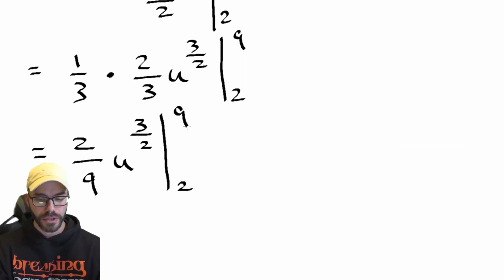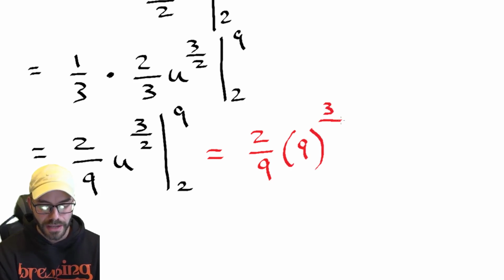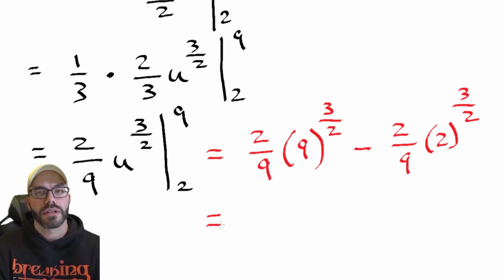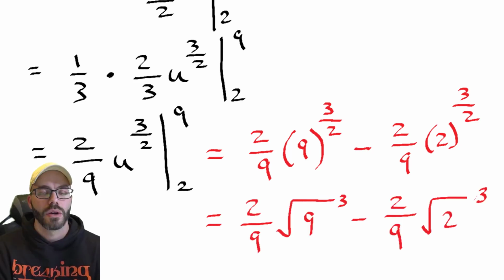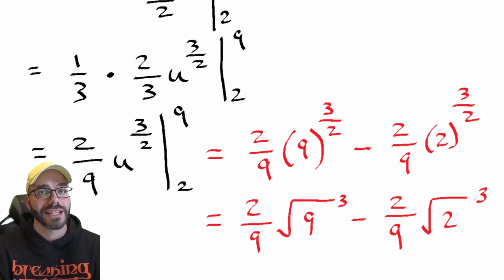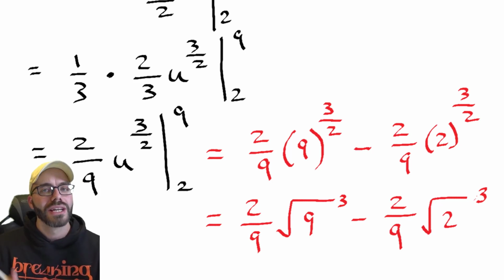Now, using the fundamental theorem of calculus, we're going to take 9 and plug it in. So I have 2/9 times 9 to the 3/2 power minus 2/9 times 2 to the 3/2 power. 9 to the 3/2, well, if I write that a little differently, it'll look like this. What I did is I took the 3/2 as an exponent and I wrote it as a root. So remember, the denominator is 2, so that means I have the square root. The numerator was 3, so I have the square root of 9 to the 3rd, and then over there I have the square root of 2 to the 3rd power.